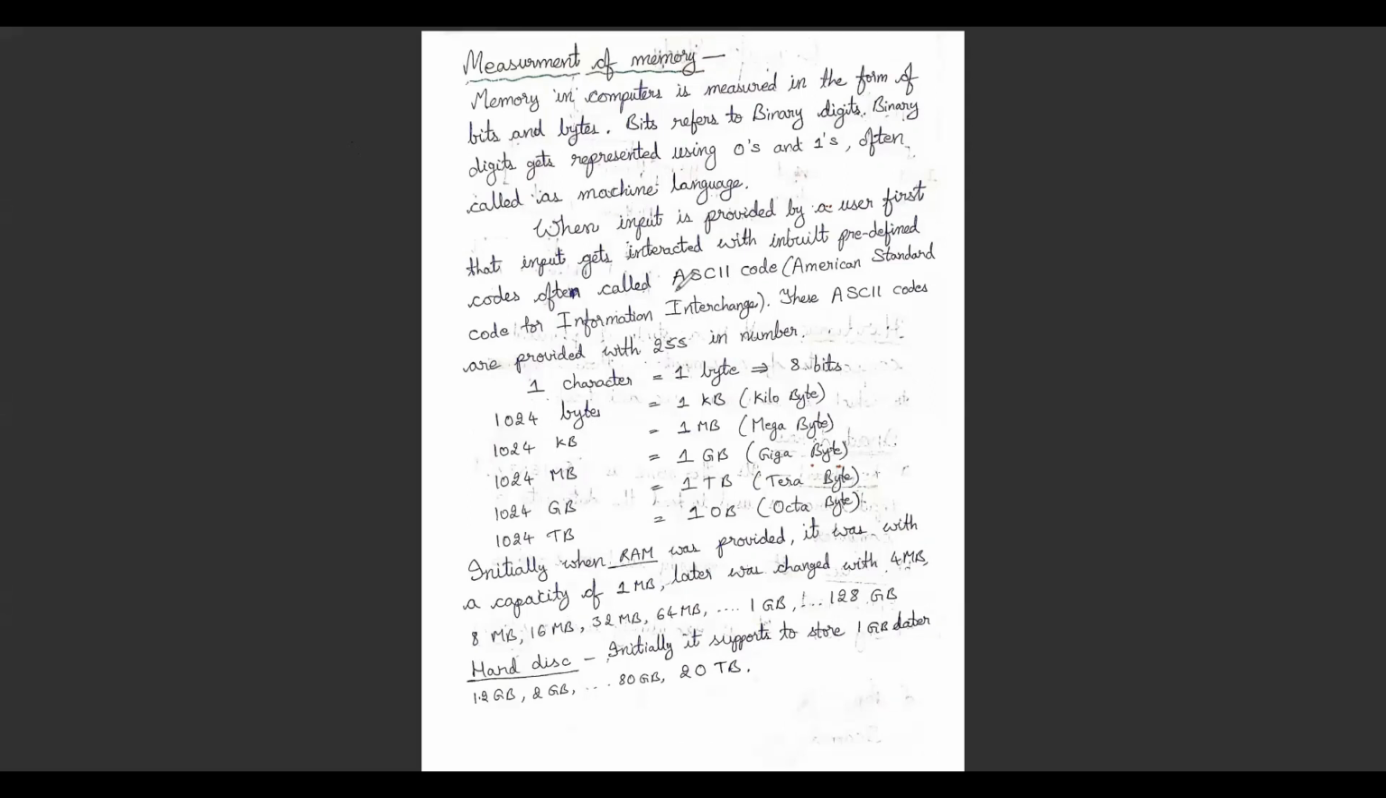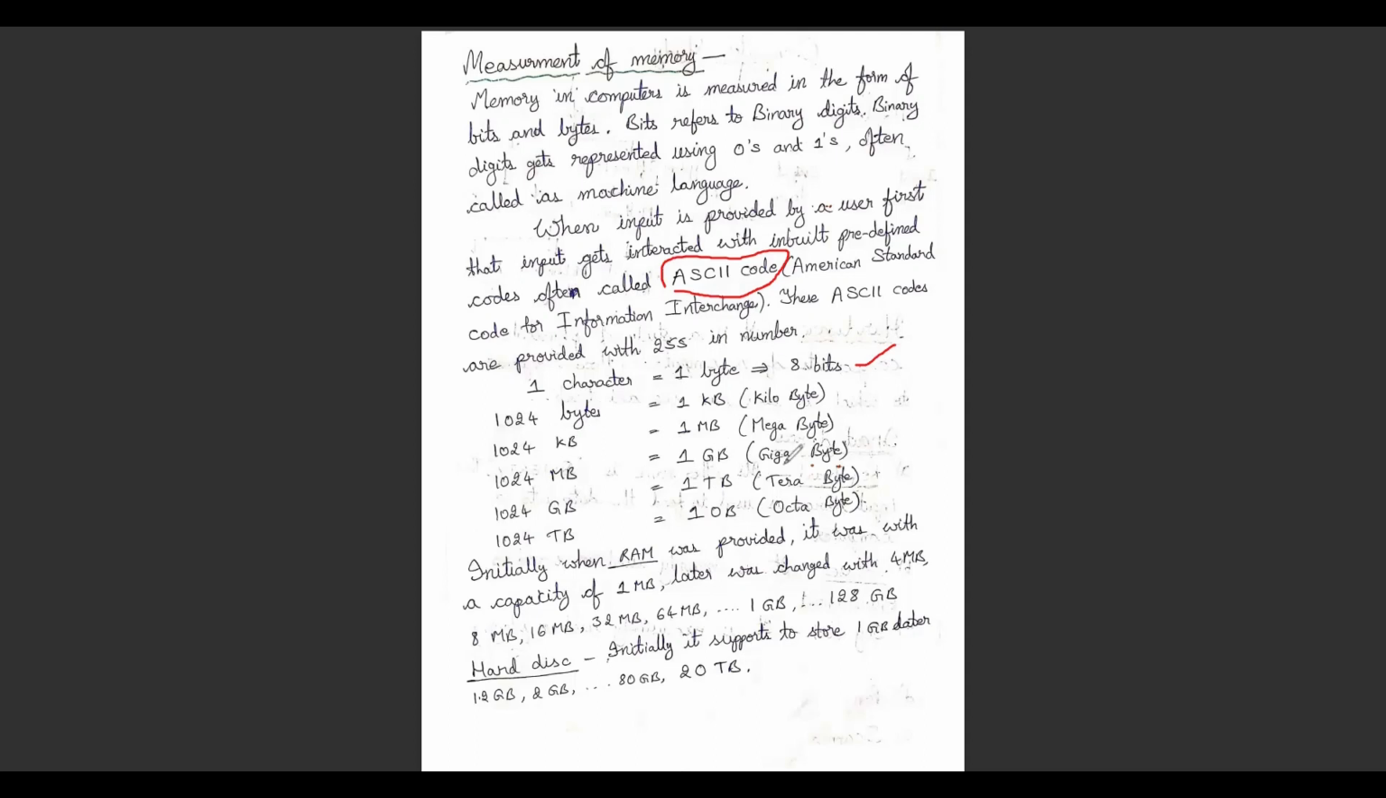What does ASCII stand for? American Standard Code for Information Interchange. These ASCII codes are provided in number, 255. For one character, you have 1 byte, which is 8 bits. 1024 bytes equals 1 kilobyte, 1024 kilobytes equals 1 megabyte, 1024 megabytes equals 1 gigabyte, 1024 gigabytes equals 1 terabyte, and 1024 terabytes equals 1 octabyte. This is how memory is measured in a computer.